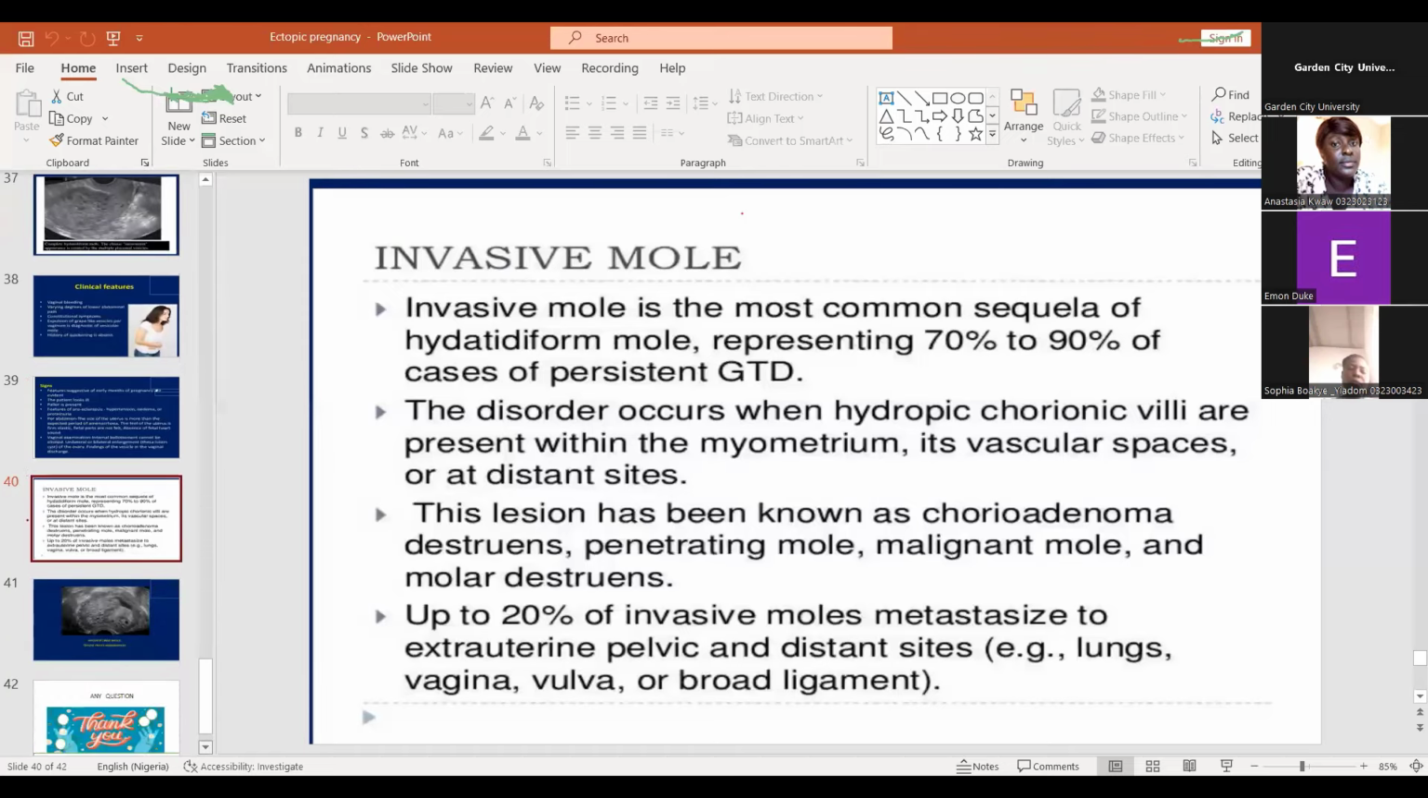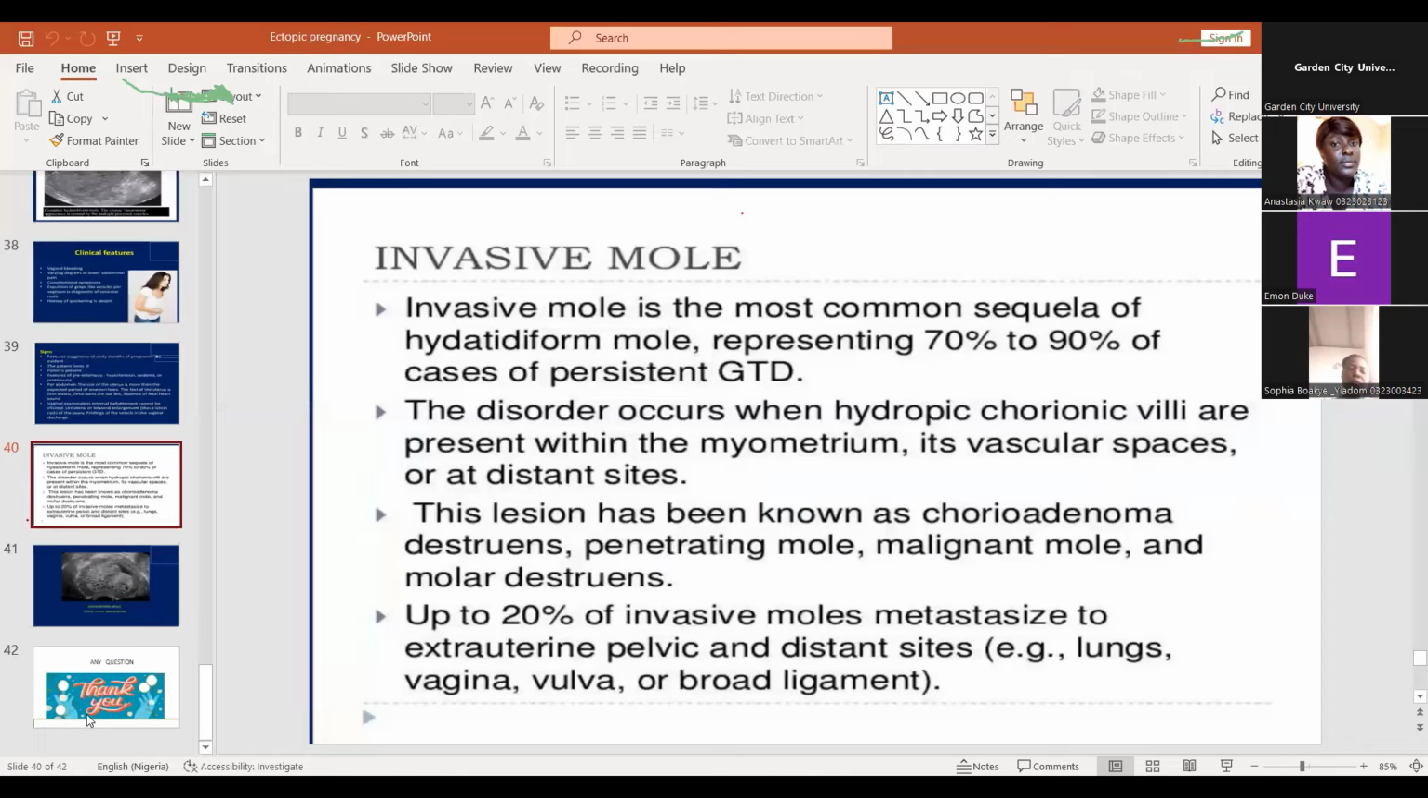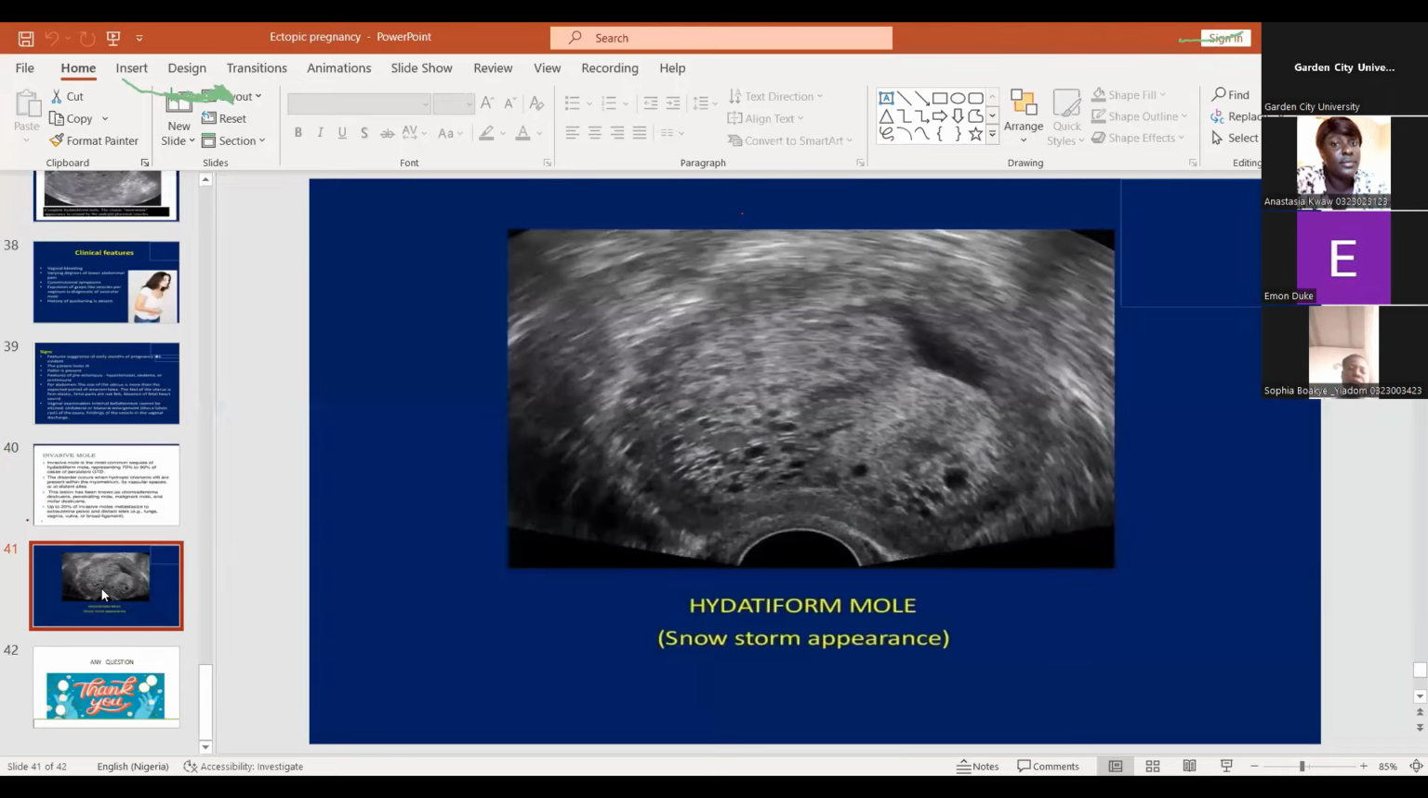As a midwife, you continue begging God. God, I beg you, let malignancy, let me not see it. Remember, we were told that hydatidiform mole has a snowstorm appearance, and that is it. We saw the snowstorm appearance the other way where the uterus was standing up. Here, this thing is shown upside down.